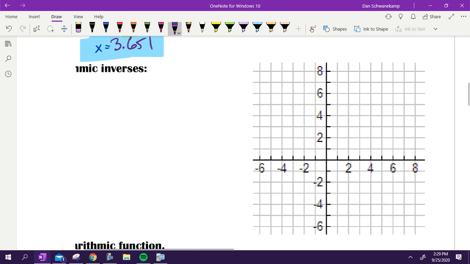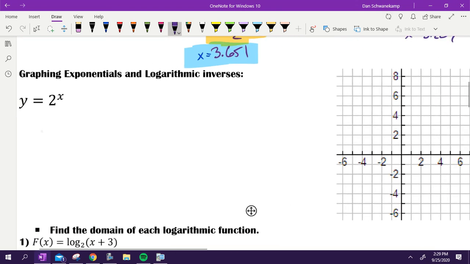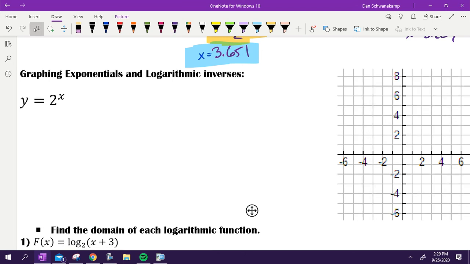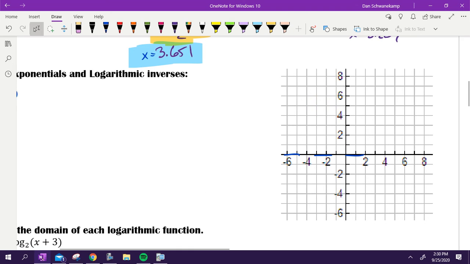All right. Let's graph some inverses. Again, we did this already. We should be really good at this. I'm going to go pretty quick. y equals 2 to the x. It's an exponential function. Where's the asymptote line going to be? Show me the arm. What's the asymptote line going to look like? Horizontal, because it's an exponential. So this is my horizontal asymptote.